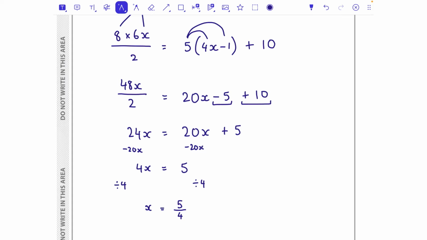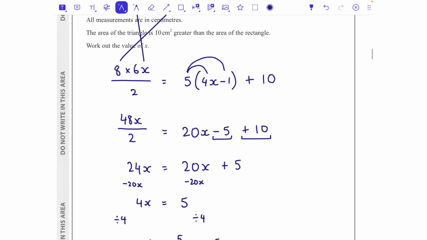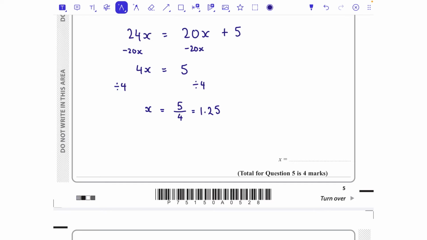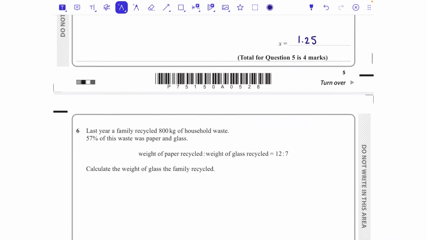But remember, again, we've got that calculator. So x is 1.25 for that one. That's all we had to do. Work out the value of x. We've worked out the value of x, and that's it for 4 marks. So 1.25 is your answer for that one.